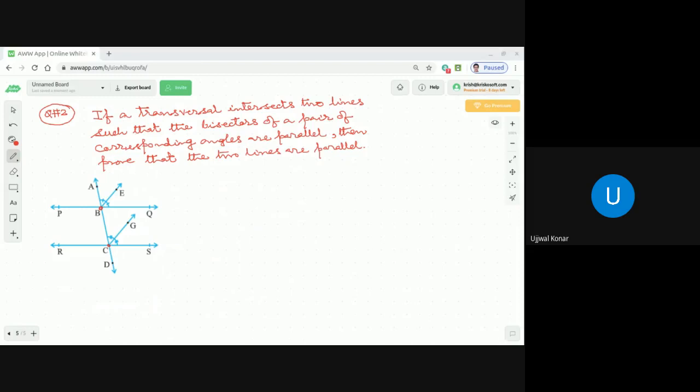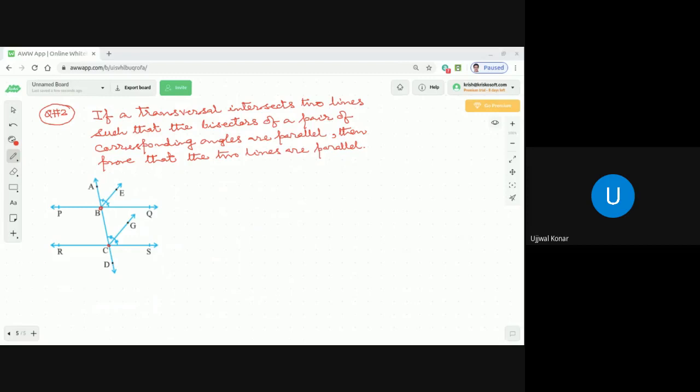Now, BE is the bisector of the angle ABQ. I repeat, BE is the bisector of the angle ABQ, and CG is the bisector of the angle BCS. And BE is parallel to CG, correct? So what do you need to prove? We need to prove that PQ is parallel to RS.